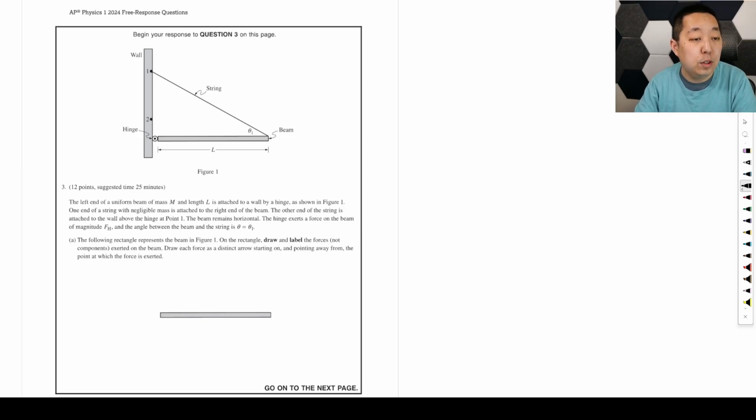All right, let's look at FRQ number 3 of the 2024 AP Physics 1 exam. This is Form O. If there's any corrections, I will put it in a pinned comment below.